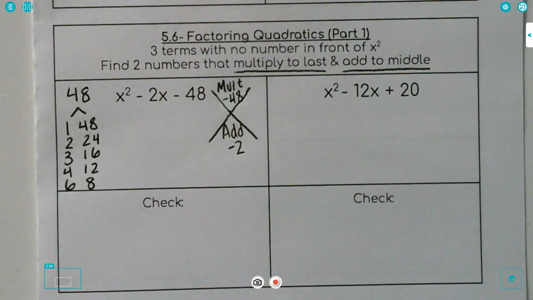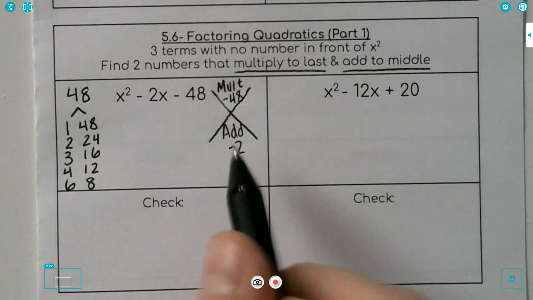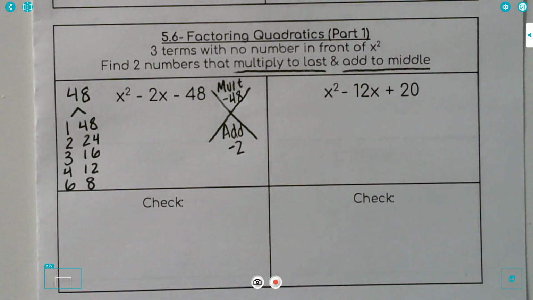Okay, so if you want to list all your factors, go for it. If you want to use the magic X, go for it. Do whatever you need to do. If you need to use the table, use it. Lots of methods, lots of different brains work different ways, so do what you need to do.